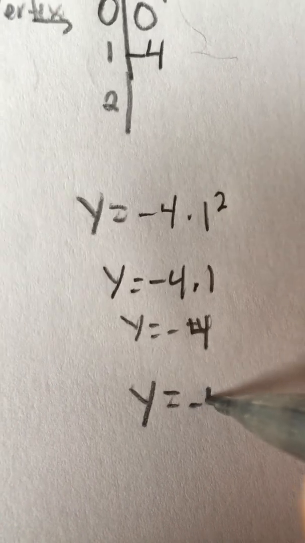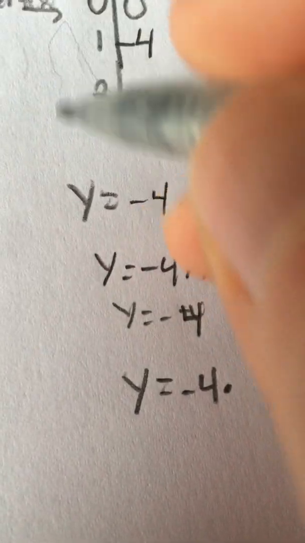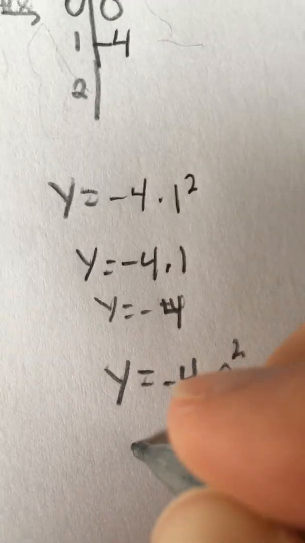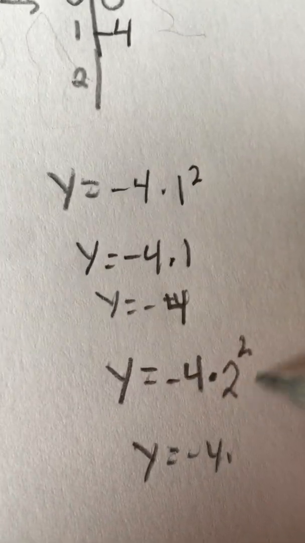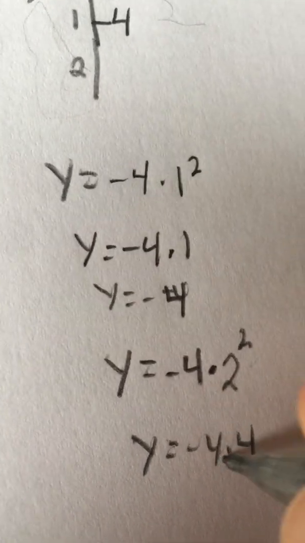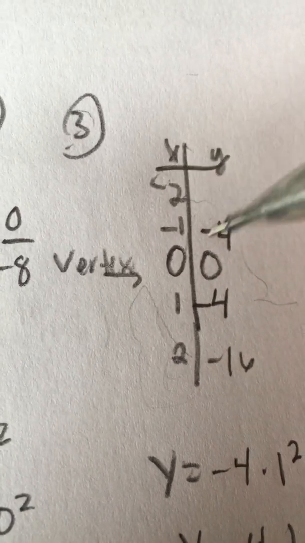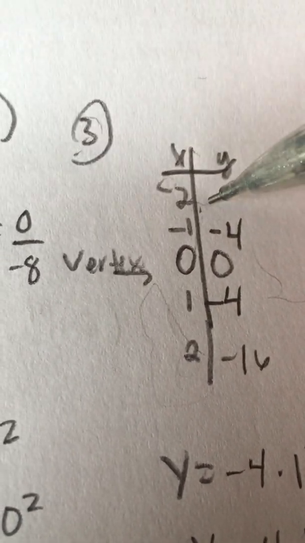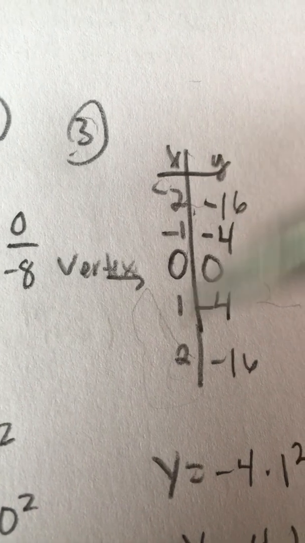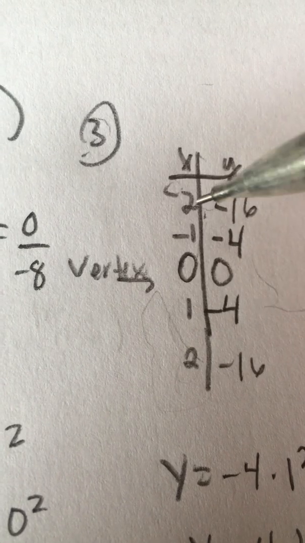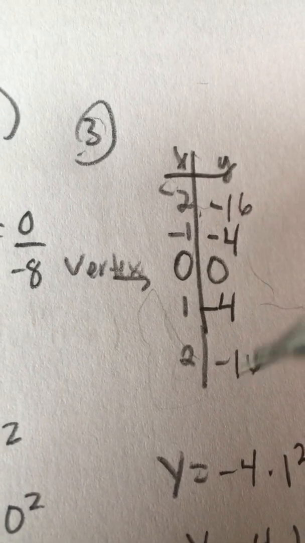I go back to the original, but this time for x, I'm plugging in a 2. So I plug in 2 squared. Y equals -4 times 2 squared means 2 times 2, which is 4. 4 times a -4 is a -16. So when I plug in 2, I get out -16. Again, if I were to plug in -2 because of the symmetry, this will also be a -16. So if you create your x values this way, same distance apart, the y values will be the same.